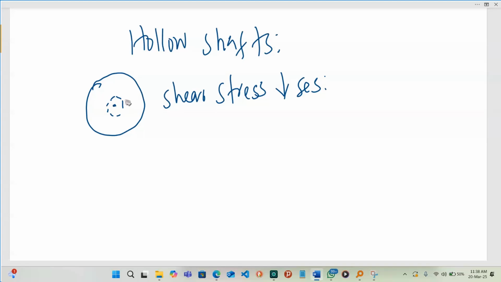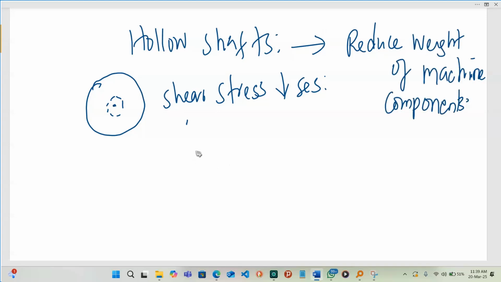So if there are no other stresses under consideration other than torsion, then the hollow shaft may be used to reduce the weight of the machine components. If the shear stress on the shaft is only due to torsion, we can choose to remove some part of the center of the shaft and make it hollow. If it becomes hollow, we will be able to reduce the weight. That is a very important aspect of design, reduce weight.